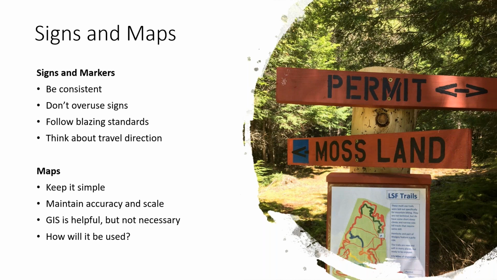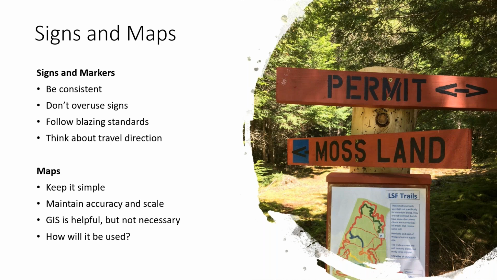And then when we talk about maps, again, you may not need a map, but if you do, think about providing a map. They don't have to be too fancy, but they should be accurate. They should generally be to scale so that people can have reasonable expectations about how long the trail is, where it goes, what the key waypoints and features are. You can use GIS, but it's not necessary. And think about how it's going to be used.